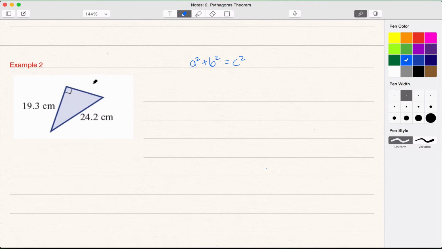Third step, draw a diagram. Done, got one. And label the sides. Remember, first side you label is the hypotenuse. Label that as a C. Other two sides can be A and B. Doesn't matter which order they are in.